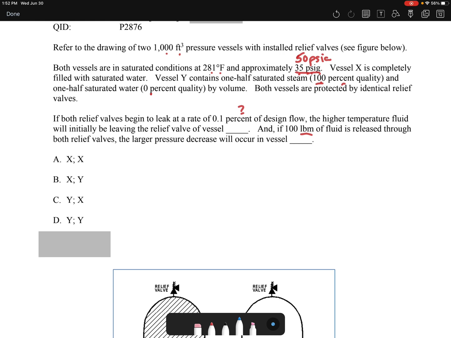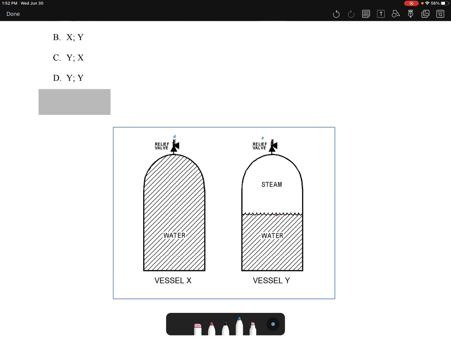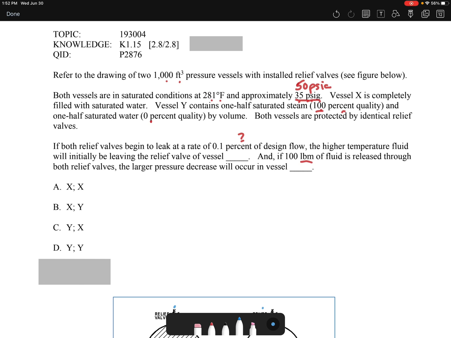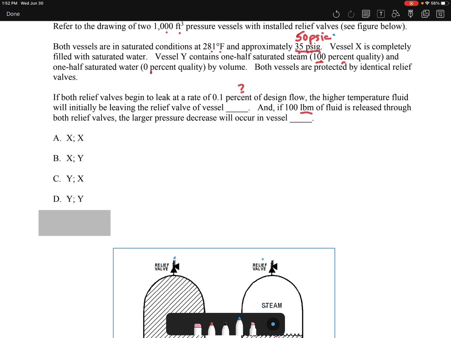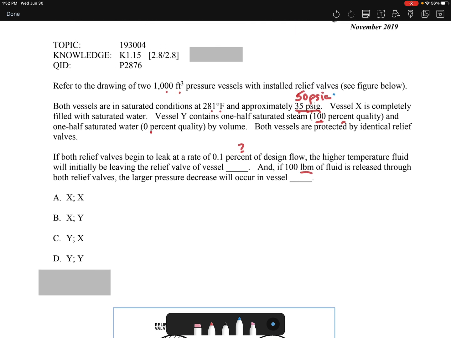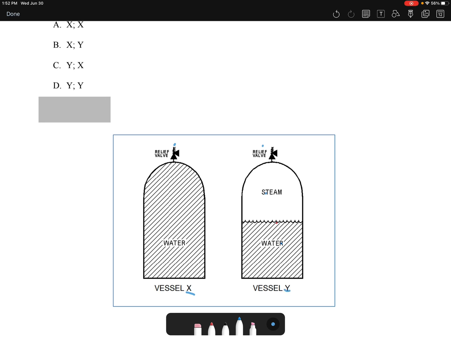Oh, I like blue. All right, refer to the drawing of two 100 cubic foot pressure vessels with installed relief valves. So there they are. Relief valve, not safety valve. One's half full of water and has steam. One's full of water. Okay. Both vessels are in saturated conditions at 281 degrees and approximately 50 psia. Vessel X-ray is completely filled with saturated water. And yeah, that's vessel X-ray. Vessel Yankee contains 1/2 saturated steam at 100% quality, 1/2 saturated water at 0% quality by volume. Okay. And that is vessel Yankee, so that makes sense.